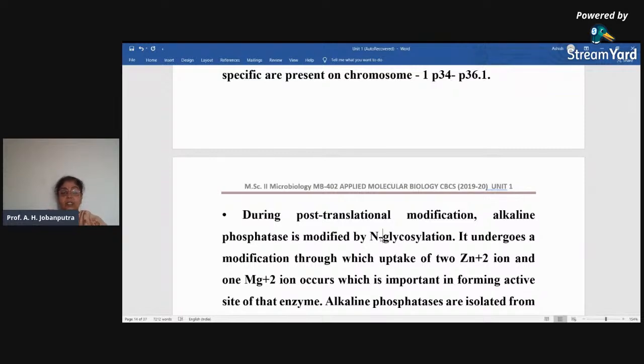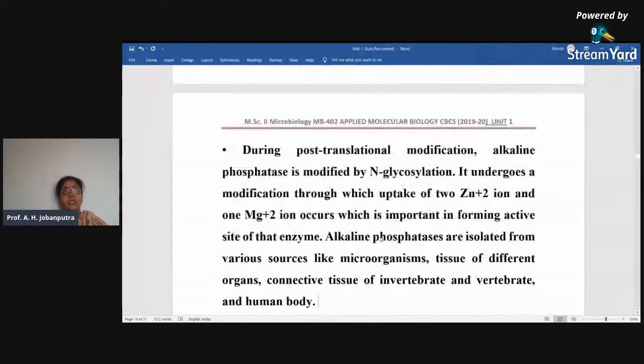the modification is N-glycosylation. It undergoes modification through uptake of 2 zinc ions and 1 magnesium ion. या ग्लायकोसिलेशन प्रोसेसच्या वेळी 2 झिंक आयन्स आणि 1 मॅग्नेशियम आयन्स त्याच्यात अटॅच होतात and that forms the active site of the enzyme alkaline phosphatase.